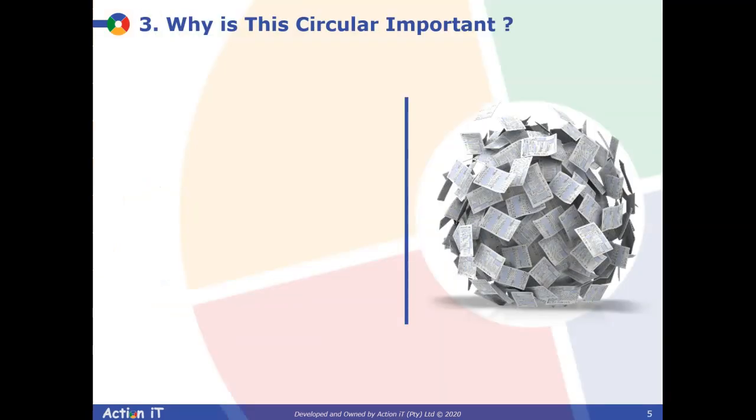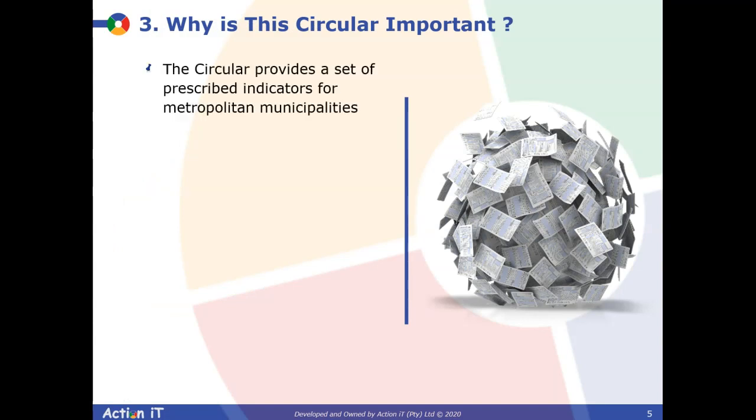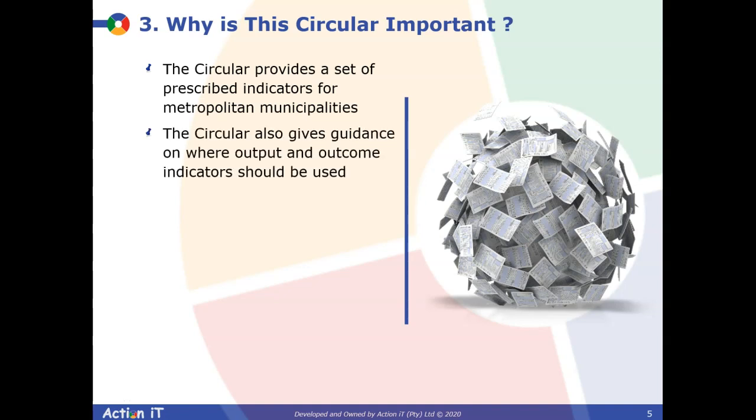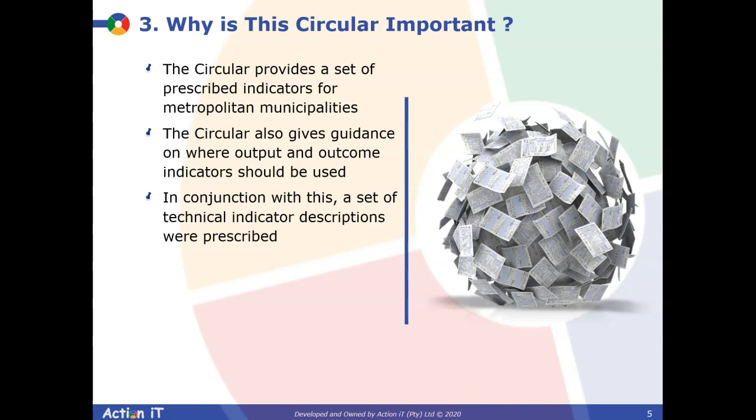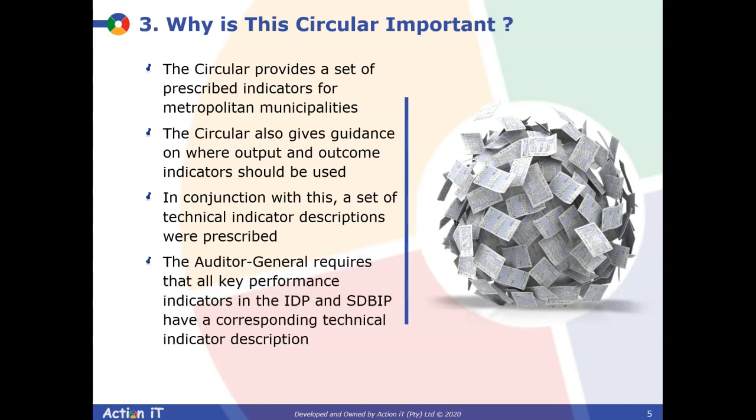Let us understand why the circular is important. The circular provides a set of prescribed indicators that should be used by metropolitan municipalities. It is also important to note that the circular gives guidance on where output and outcome indicators should be used. In conjunction with this, a set of technical indicator descriptions were prescribed in the circular. The Auditor General now also requires that all key performance indicators in the IDP and SDBIP have a corresponding technical indicator description.